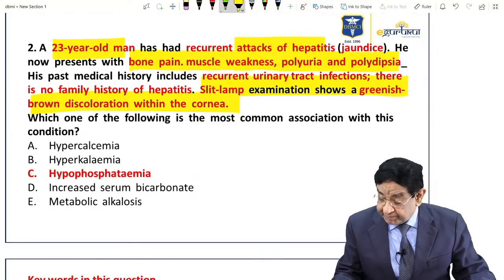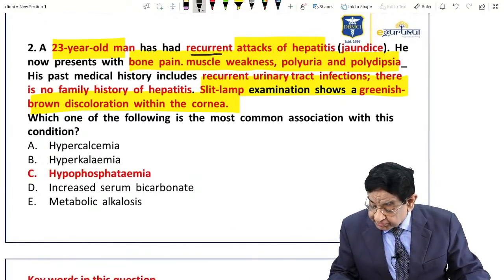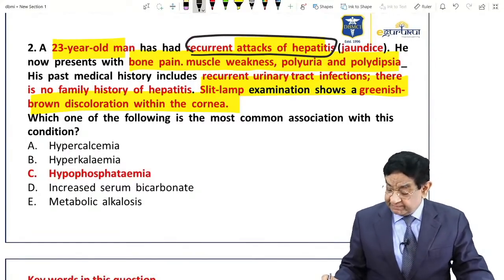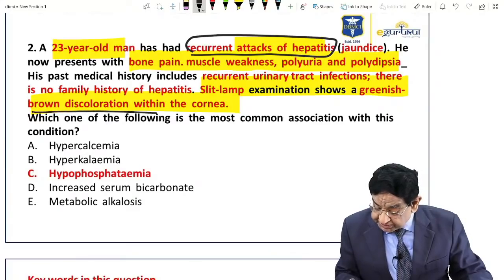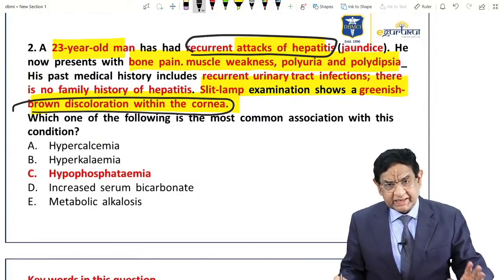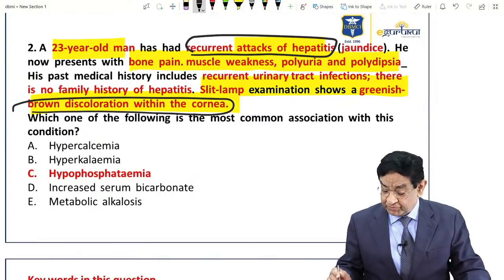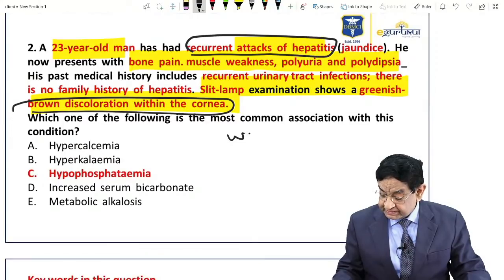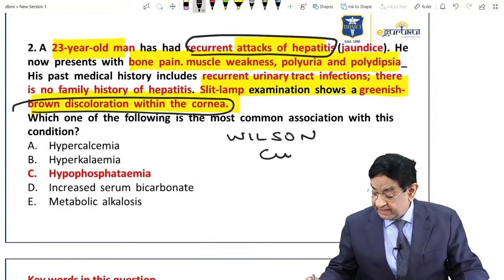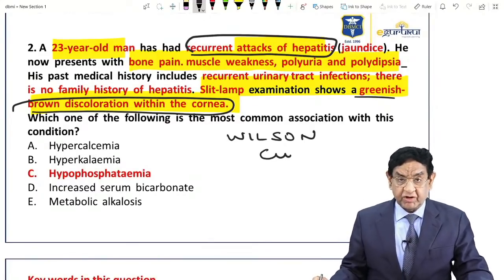We are getting a patient of recurrent jaundice. Recurrent jaundice is the key word to be noted. And on slit lamp examination, you are getting a brownish discoloration of the cornea. Well, this is clear cut. If you know the basic concept, he is talking about Wilson disease. We know Wilson disease is a disorder of copper metabolism, and in this the patient has recurrent jaundice and a greenish brown discoloration in the cornea.